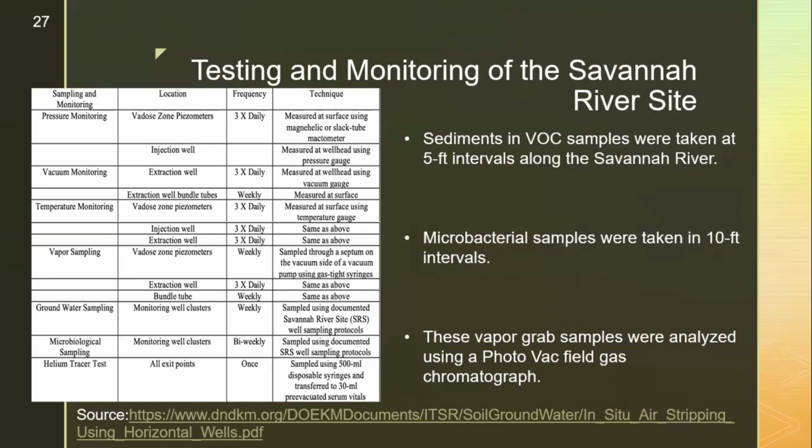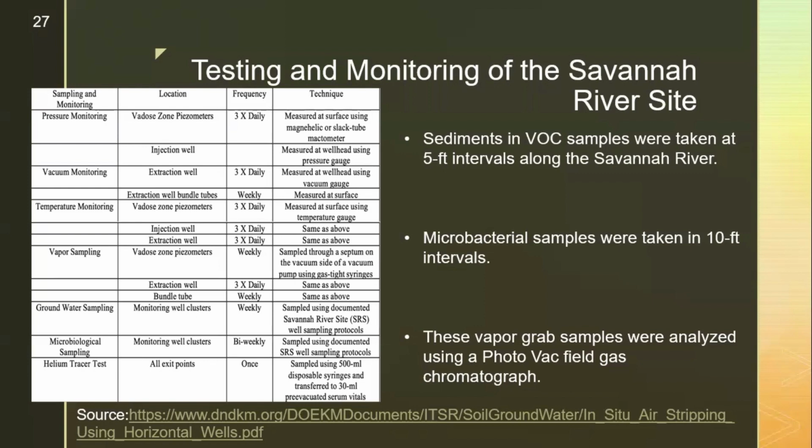This site also ran numerous tests and monitoring measurements. They frequently monitored the pressure of the vadose zone piezometers and the injection well. They monitored the vacuum gauge at both the extraction well and the surface. They used a temperature gauge to measure the temperature at the vadose zone piezometer, the injection well, and the extraction well. Also, more importantly, they ran a biweekly microbiological sample on well clusters that were attached to the wall of the wells. Vapor sampling was also another very important test that they ran on the site. They ran it on the vadose zone piezometer, the extraction well, and the bundle tube.